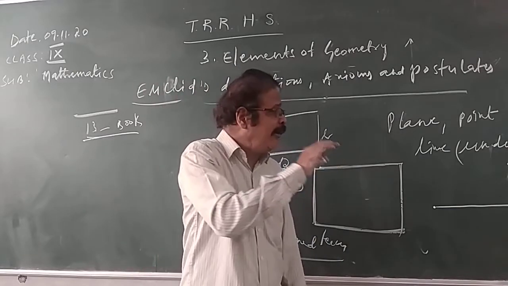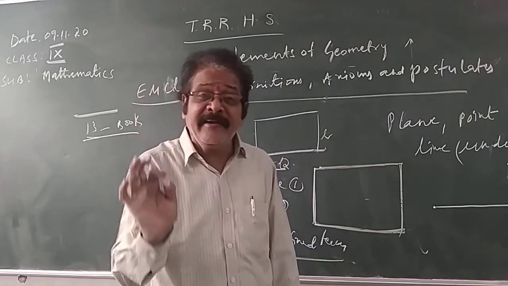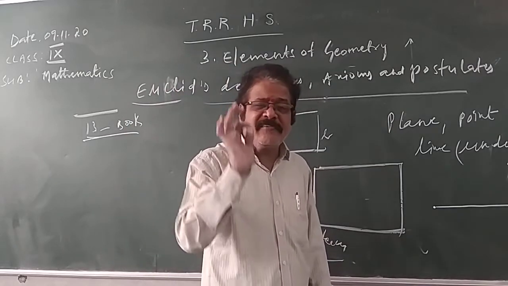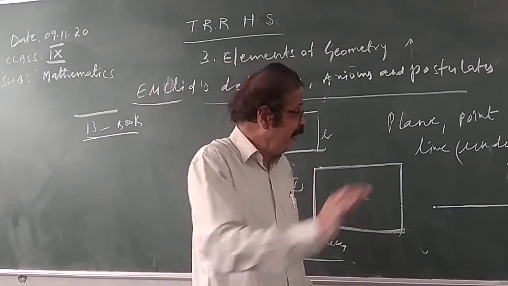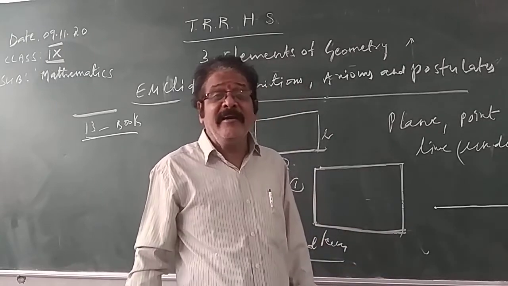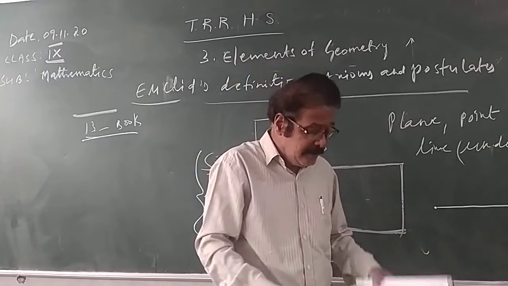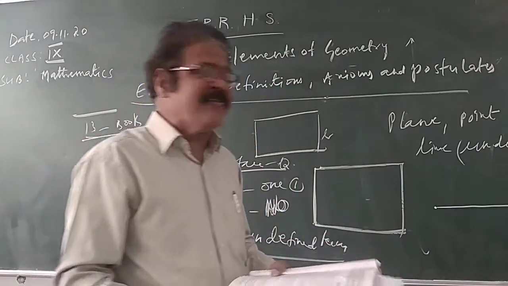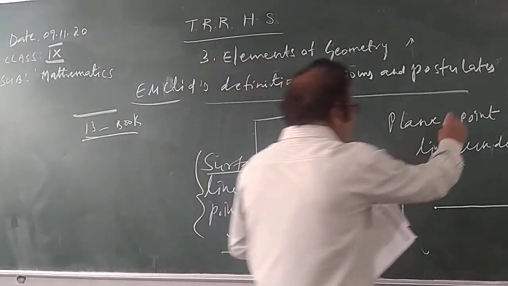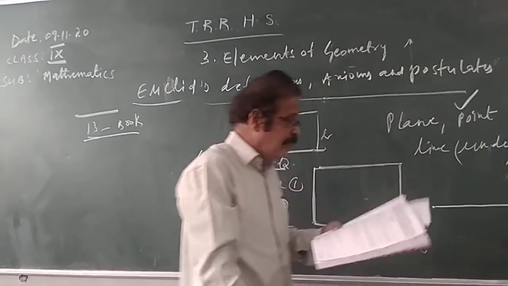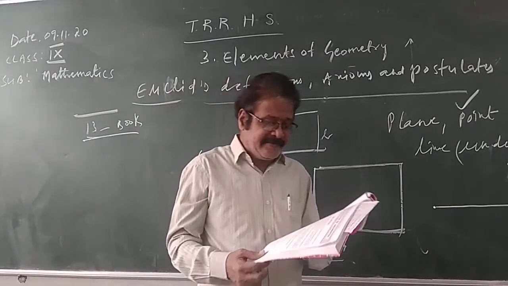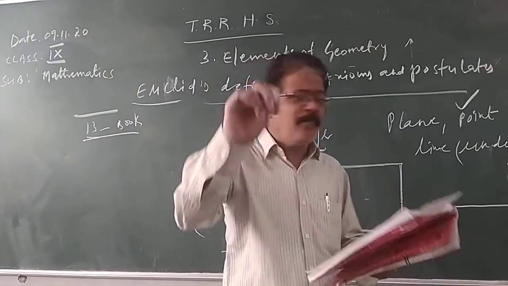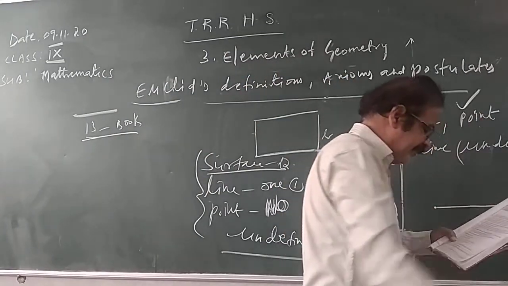Therefore, plane, point and line are the undefined terms. Why are they undefined terms? Because they cannot be precisely defined. That is why we call them undefined terms. Now, what is a point? A point is that which has no part.